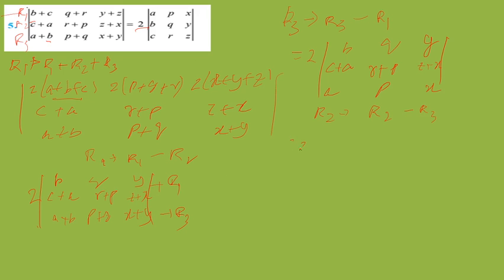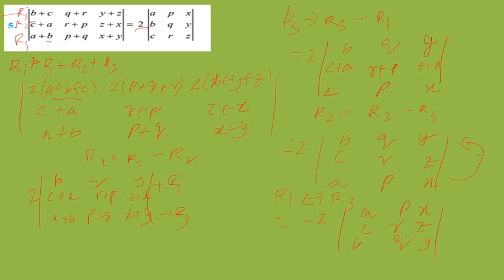So the final step will be 2 times B, Q and Y, which is as it is. R2 minus R3 when we do, this is C, P gone then R, X gone then Z. I hope you got the elements, but they are in a different order. These one need to go here. That means I will change R1 to R3 and then R3 to R1. So the determinant will become negative. So A, P and X. The second one is same, C, R and Z. And then you have B, Q and Y.